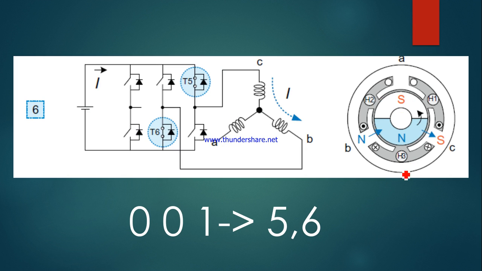This is the last sequence where only H3 is on, and that time my C will become south, and my B will become north. It will further rotate. This south will be attracted by this north. So this is one sequence. So in this sequence, your rotation is happening like this.